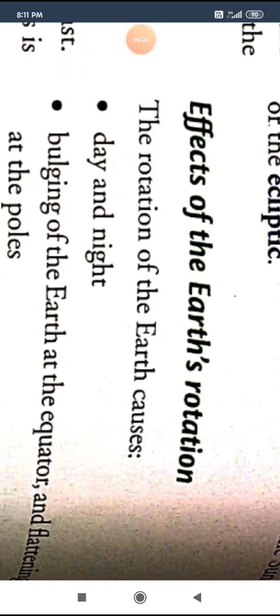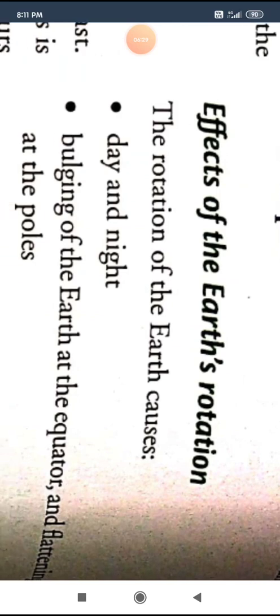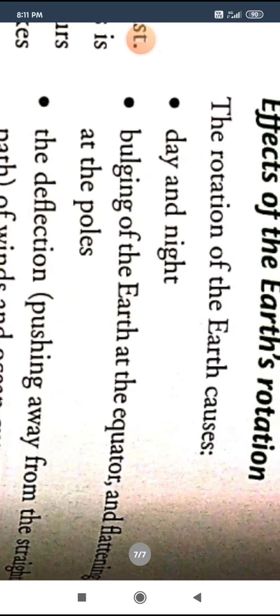So the rotation of the earth causes day and night. Because of the rotation of the earth, day and night are formed. Bulging of the earth at the equator. How are day and night formed?